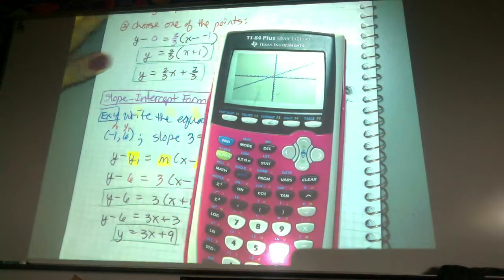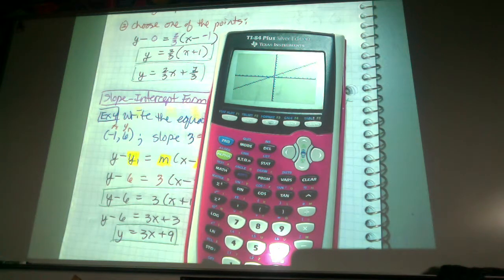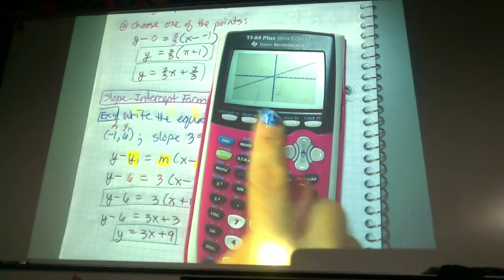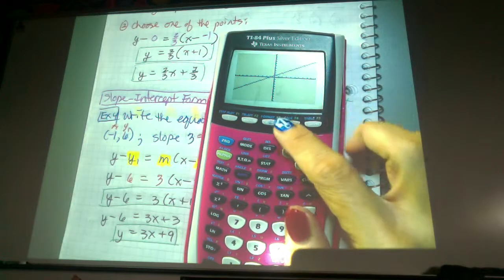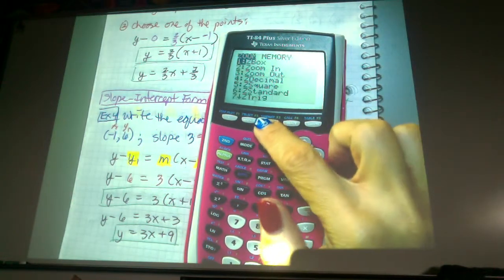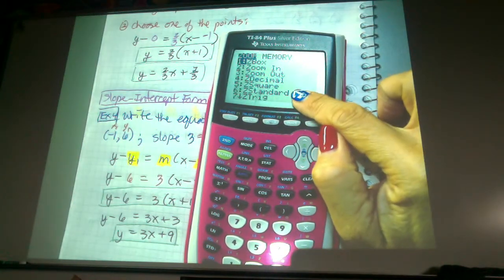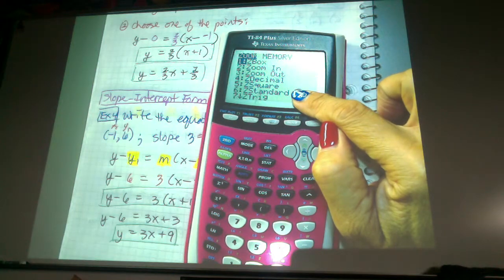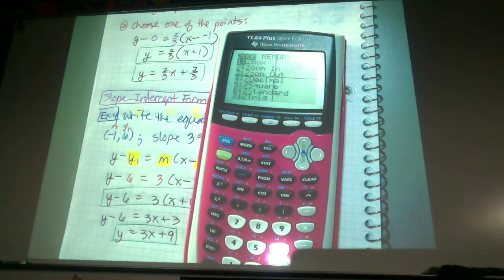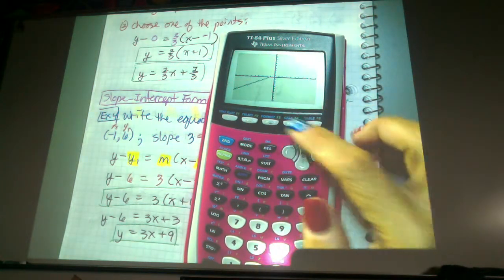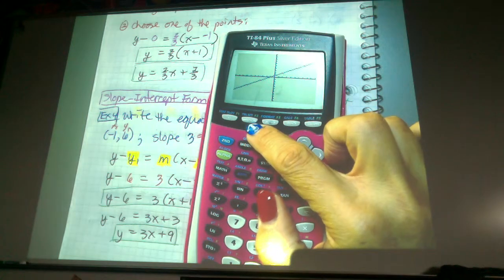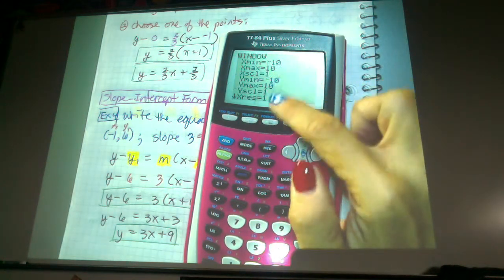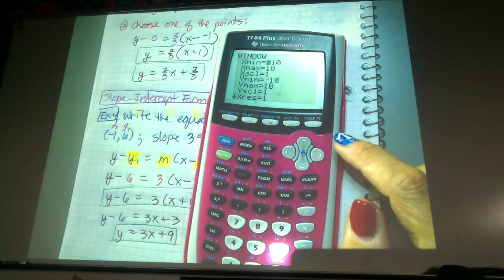All right, here's what your graph should look like. Now, if your viewing window is not a standard viewing window, it can change how your graph looks. So make sure if your graph doesn't look like mine, go to Zoom and hit 6 for standard. And what that will do is it will change your window. So if you go here to window, it will change your viewing window to what you need it to be.